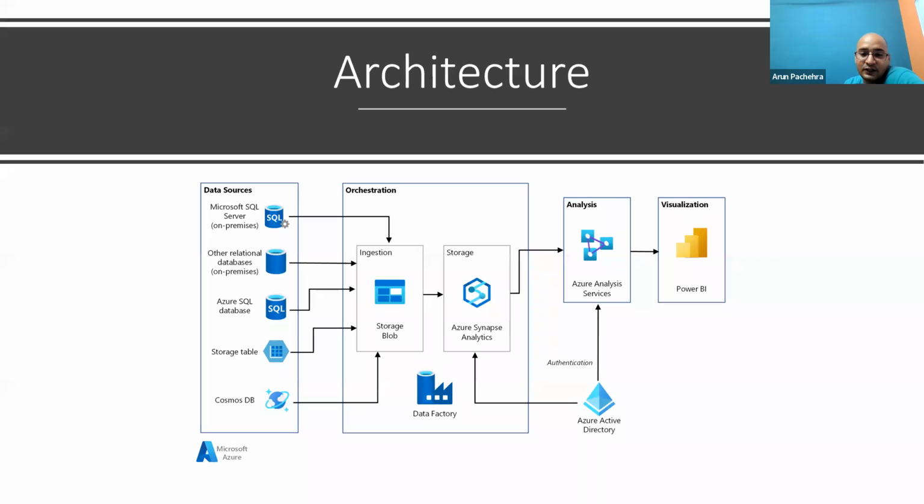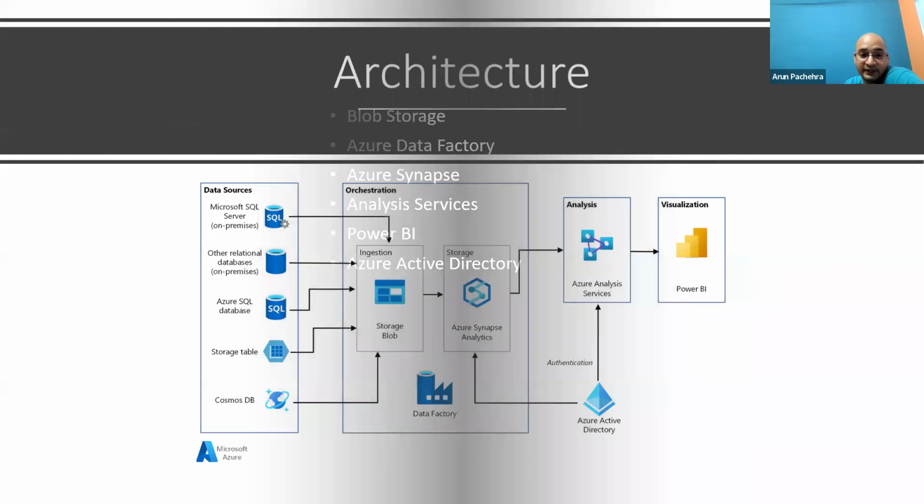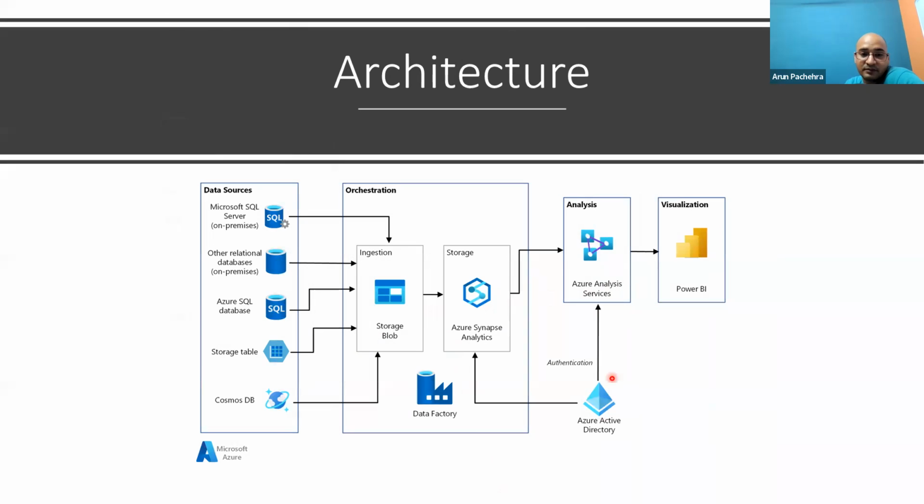So let's take a look at each component of this architecture to understand it to the core. As you could see, if I go back, there are different components, and we are going to talk about these components one by one: blob, ADF, Synapse, analysis services, AD, and BI.